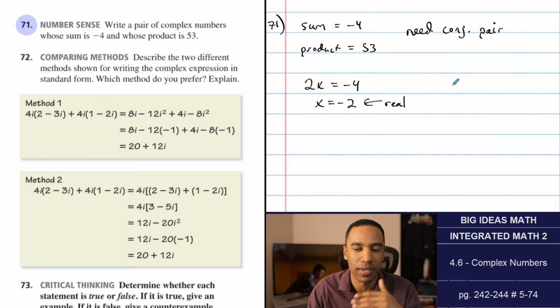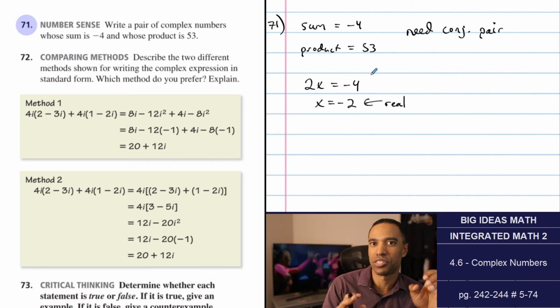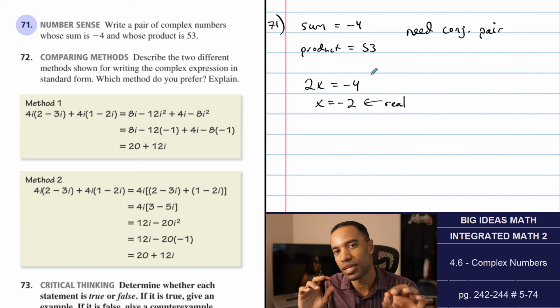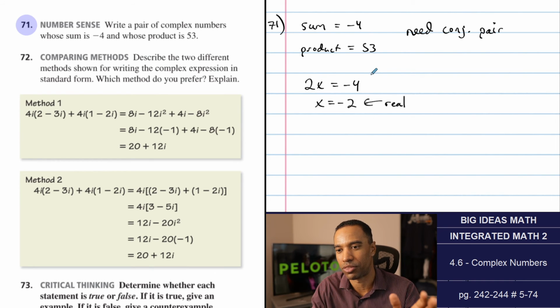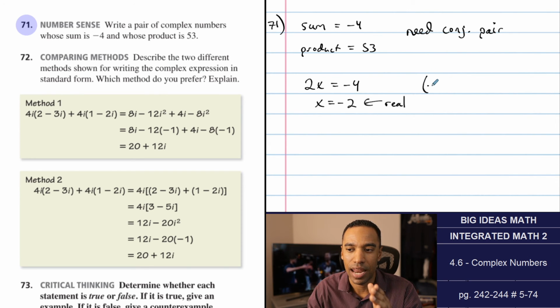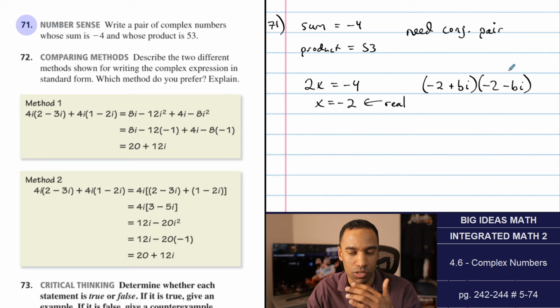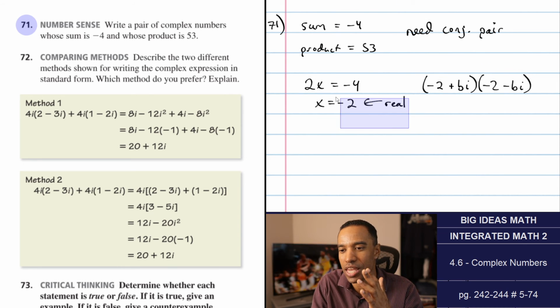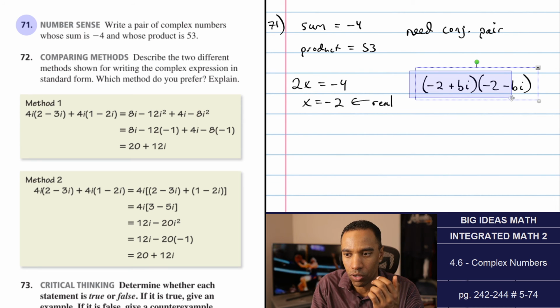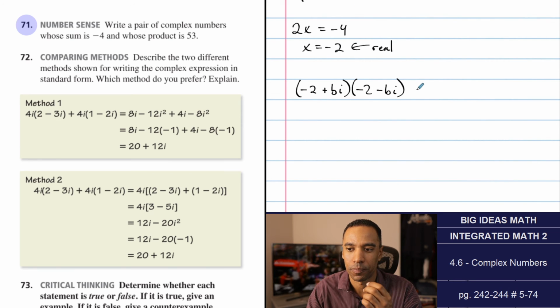It needs to be the real part because when I do my negative 2 plus this thing and negative 2 minus this thing, and I add those together, I need my negative 2 plus negative 2 to be negative 4. And I need then the i's to cancel out there. So the question is, I guess I can kind of put this within here now. Now I need a negative 2 plus bi times negative 2 minus bi. This was assuming you didn't guess and check, because my guess and check got me there. But we want this part to equal 53.